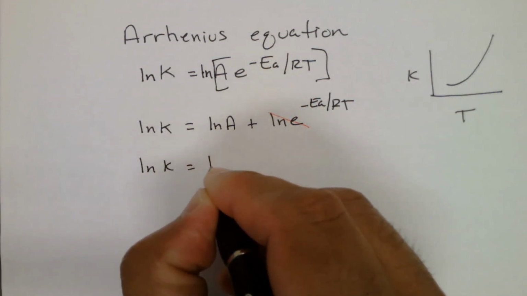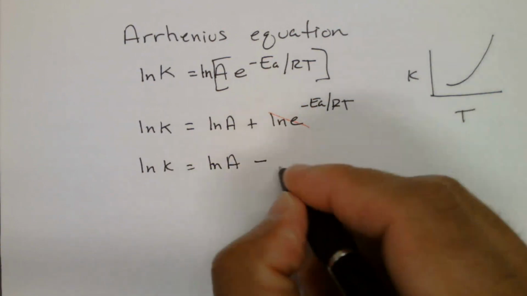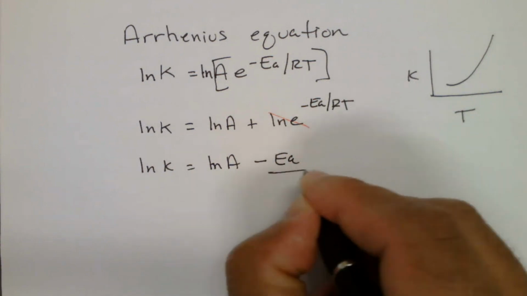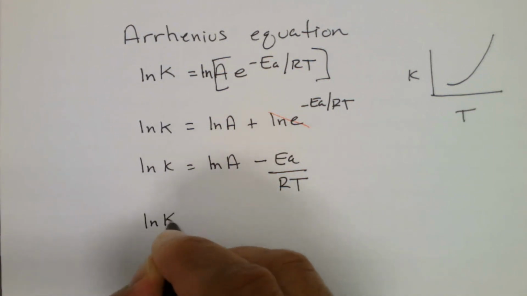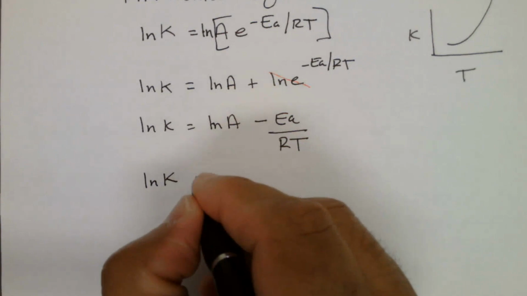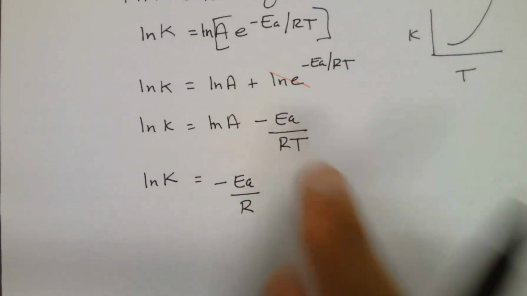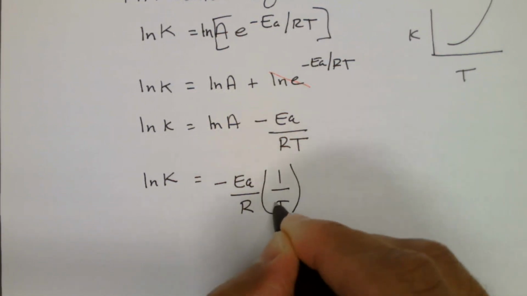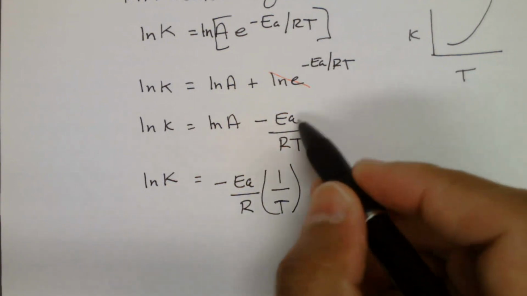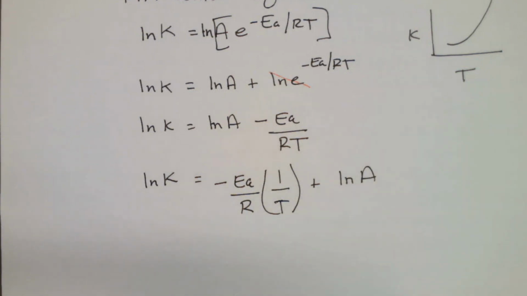Ln of k is equal to ln of A minus Ea over RT. Now let me move this around just a little bit. Ln of k is equal to minus activation energy over R, and I'm going to separate the T here. So we'll multiply by 1 over T, separate this term, plus ln of A.